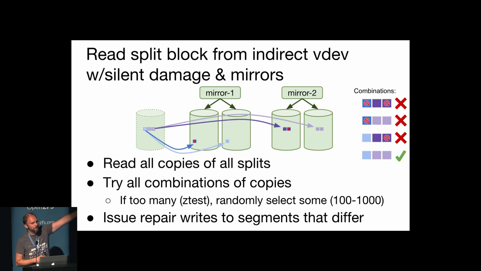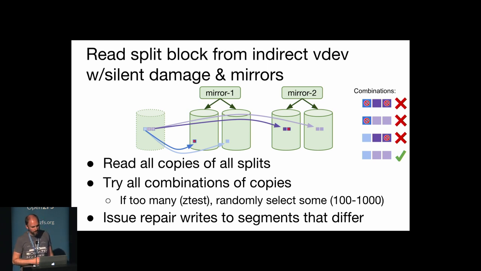So we verify that, we check the checksum, and it's like, nope, that's not the right data. So then I try the left. The first part is the left, and then the second part I try the right side of the mirror, the light purple there. Well, that's still not the right data.